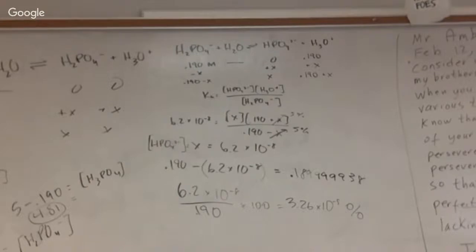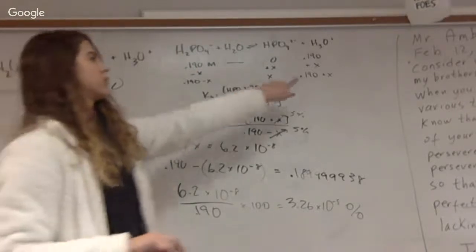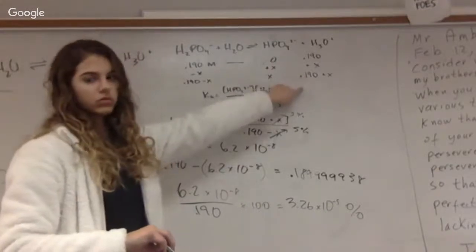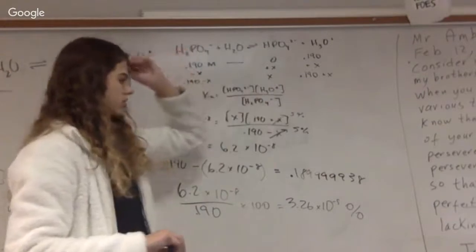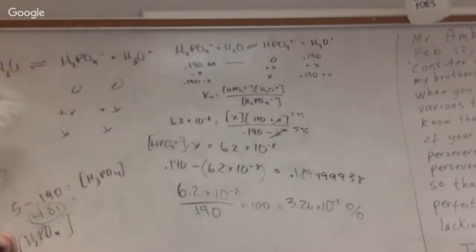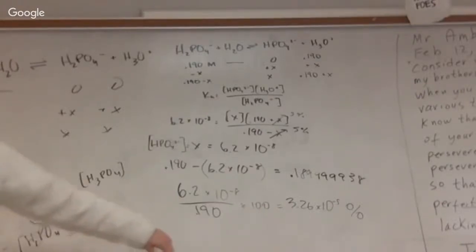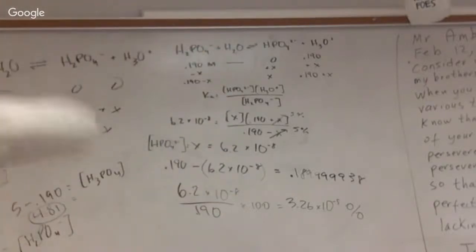So are we safe? Can you put your finger up on the H3O plus where it says 0.190 plus X? Are we safe in saying that if we add 0.1899939 to 0.190, essentially we have 0.190? Is everyone okay with that? That's why for our H plus concentration, we use what we got in the first step for the rest of the problem. So right now, does everyone have any questions on this?